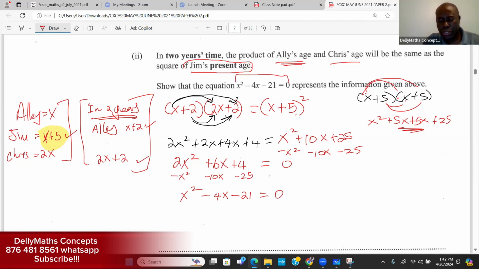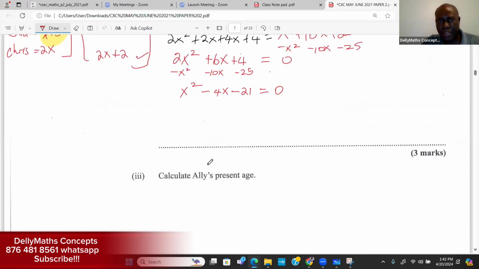All right. So there it is. We actually proved that. And there are diverse approaches to the problem. But anyways, that's that. That's for 3 marks.